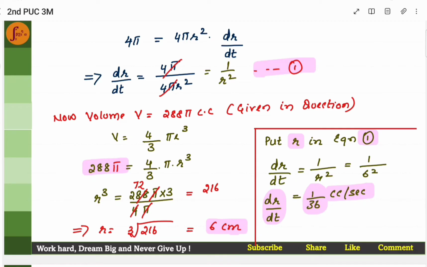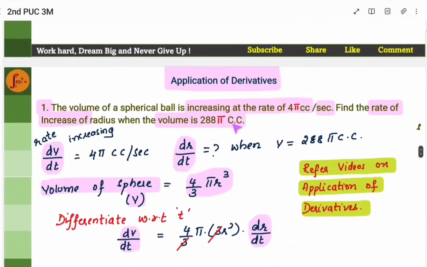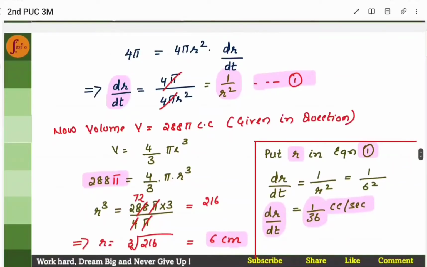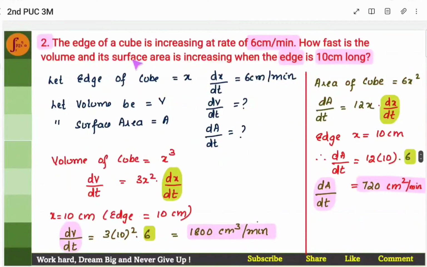Now I'll take 6 and substitute here. I'll get dr by dt, which is what I need to find out. It is radius per second. You have to put the unit, centimeter cc per second. It's given in cc. So the unit is cc per second because it's with respect to time. So it is second.